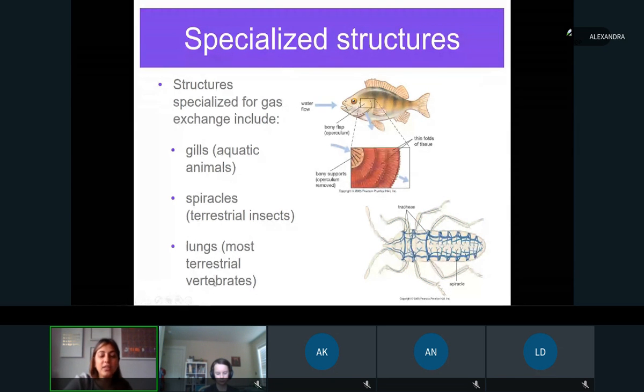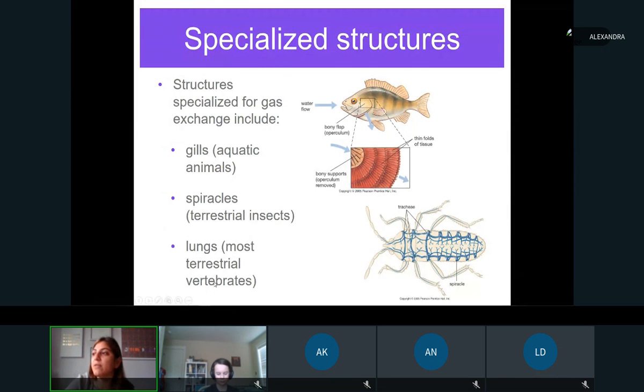So we're going to talk a little bit about vertebrates and invertebrates. Now, you should have already been exposed to that. What is the difference between a vertebrate and an invertebrate?